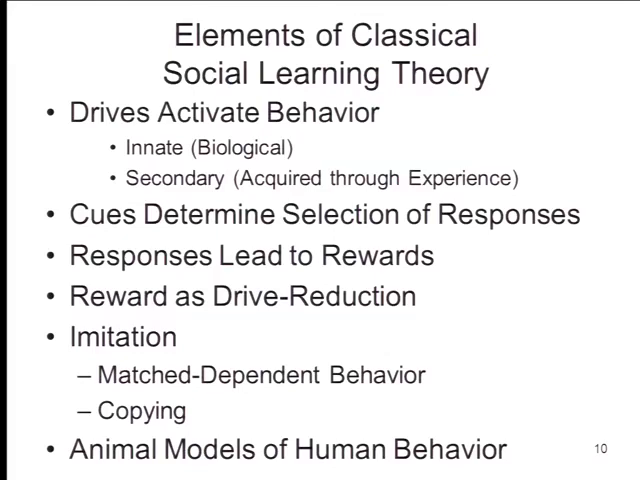That is, we learn to desire various kinds of things. You want a new car, you want a new smartphone, all of that. There's nothing biological about that. Those are the drives that are acquired essentially through the social learning. Then we have environmental cues that determine how the individual is going to respond.